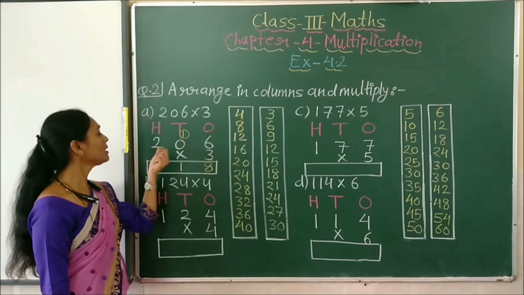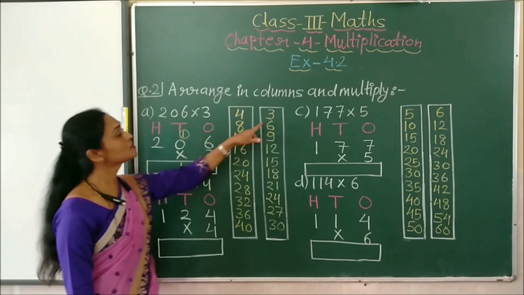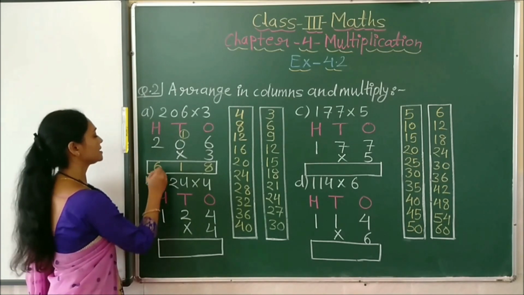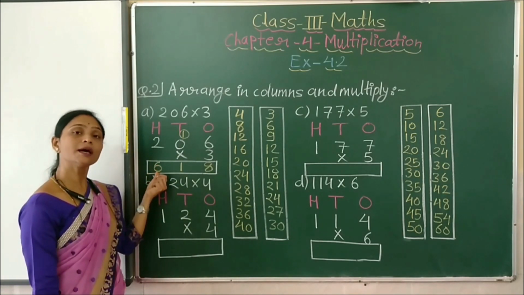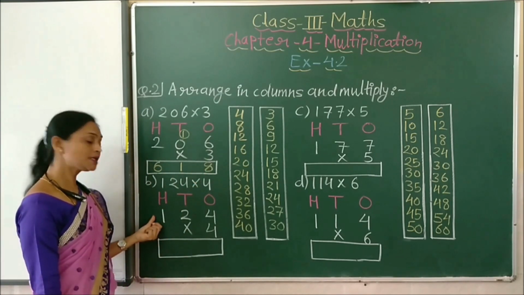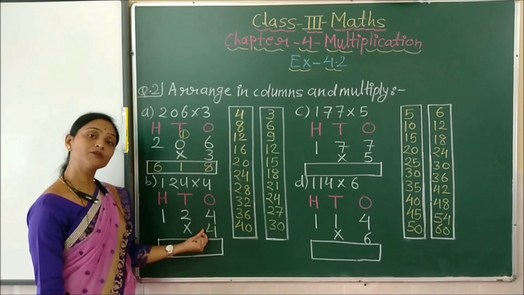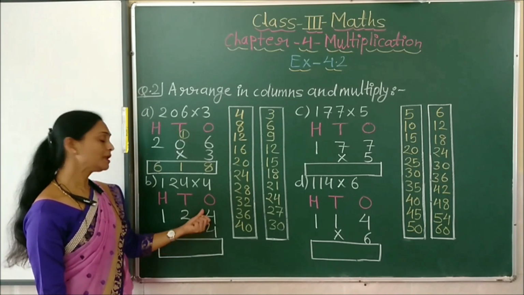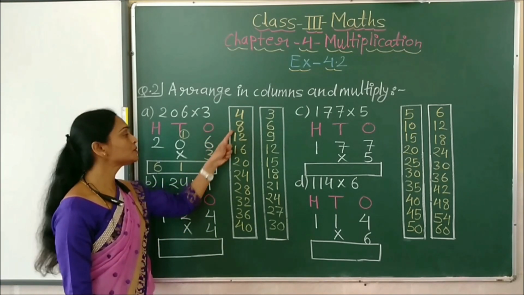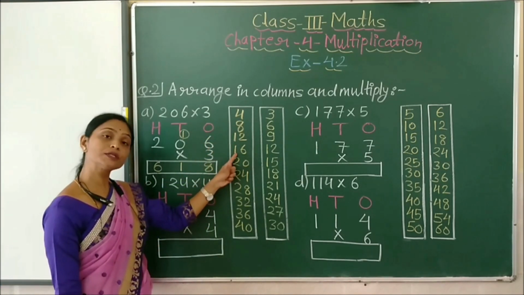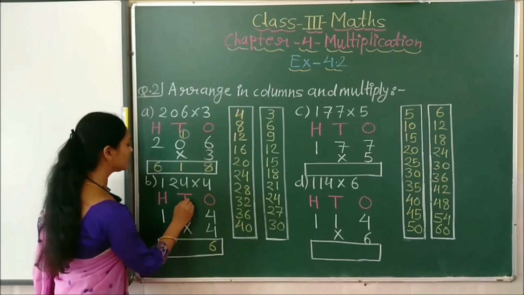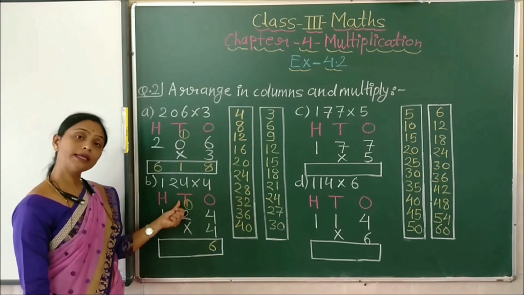Now 3's table, how many times will we read? 2 times. So 3 ones are 3 and 3 twos are 6. So we have to write here 6. So see what is the number? 680. Now we will solve the second question. Here we have to multiply with 4. So this 4's table, how many times do we have to read? 4 times. So 4 ones are 4, 4 twos are 8, 4 threes are 12 and 4 fours are 16. So we got here 6 and 1 carryover we can write here on tens place.